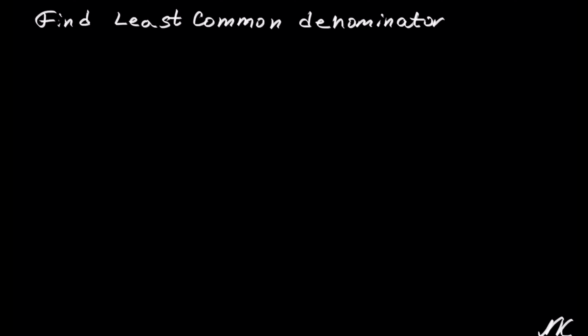Hello. In this video we will look at how to find least common denominator. In this example we have to find the least common denominator of 7 out of 6x to the second and 2 out of 9x. We begin by factoring both denominators.